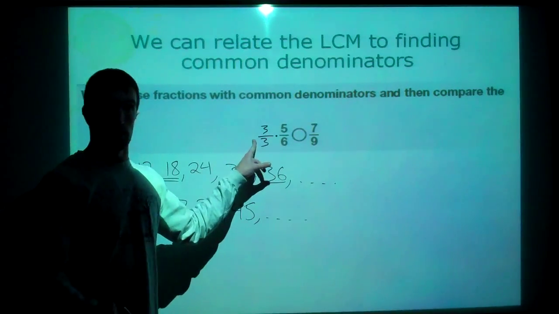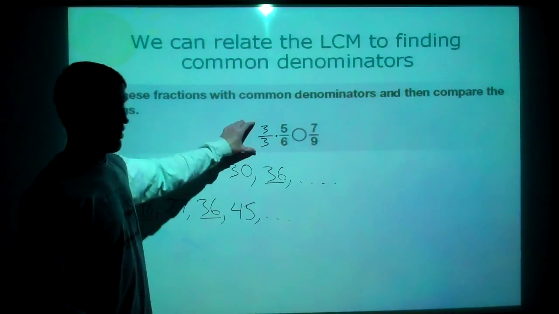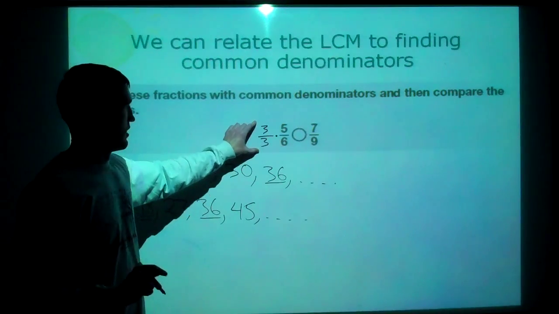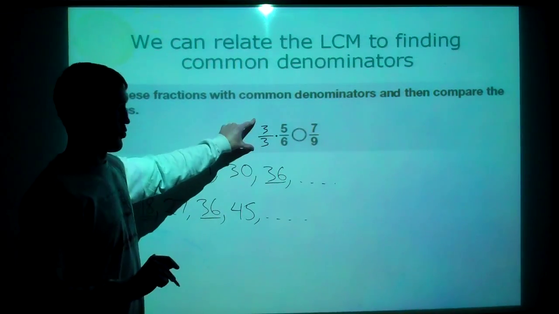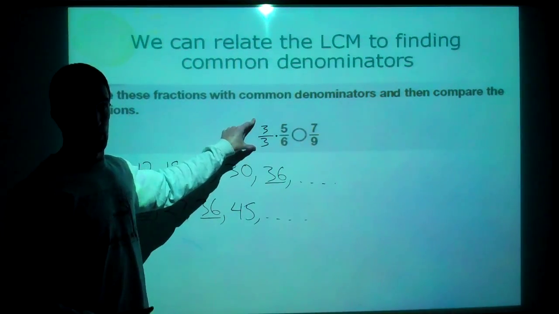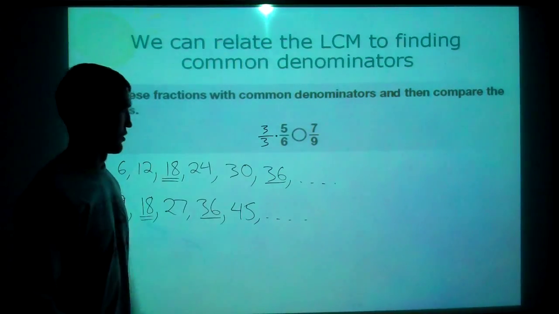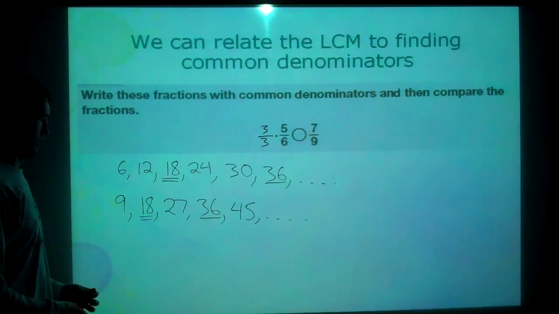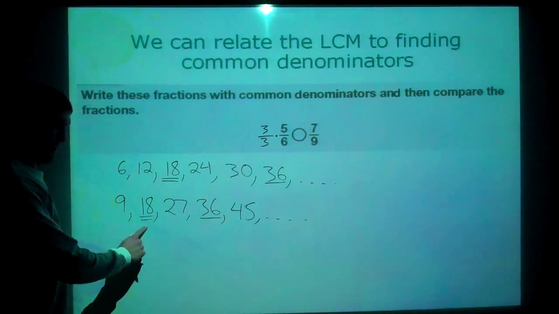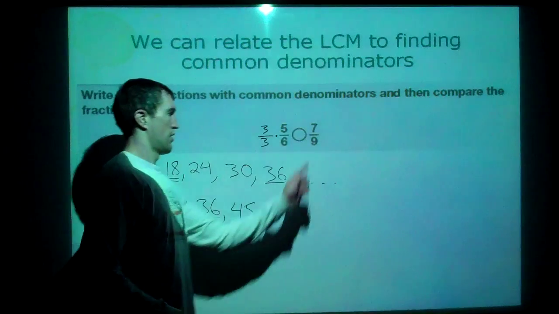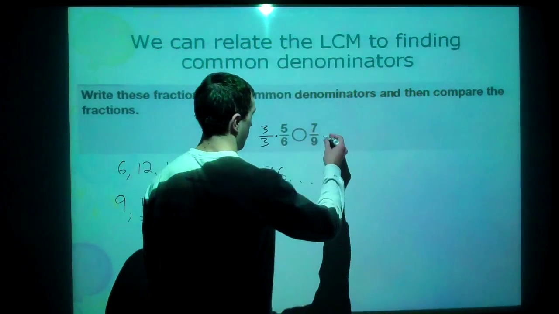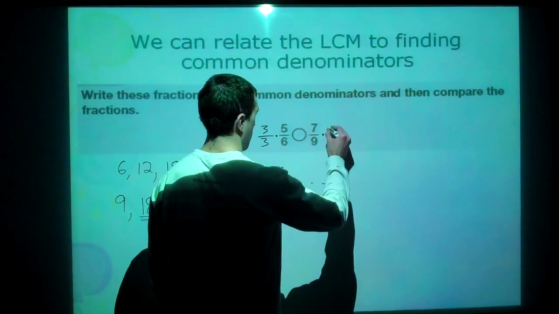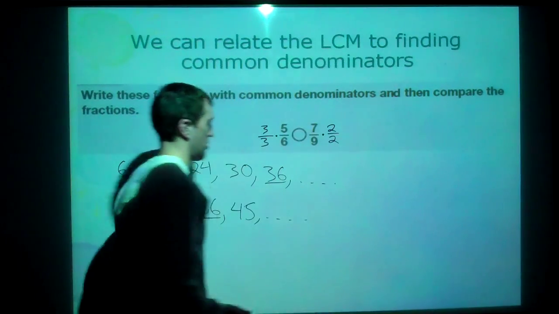Or 7 times 1 is always going to be 7. 3 over 3 is 1 in disguise. So 5 over 6 times 1 won't change our fraction, we'll just get a different looking fraction. Alright, now we're going to do the same thing with 7 over 9, except we only have to multiply by 2 to get 9 to 18. So we'll multiply this by 2 over 2.